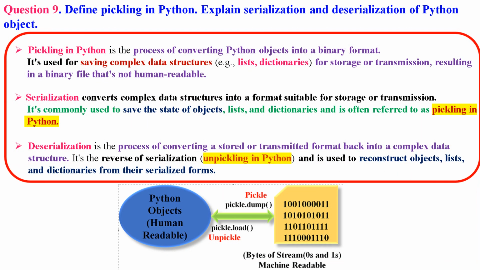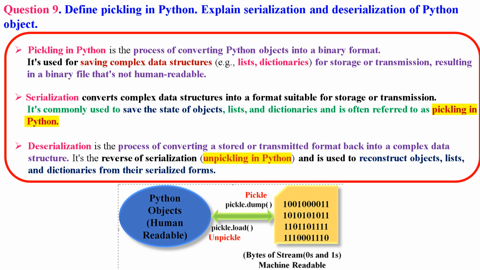Question 9. Define pickling in Python. Explain serialization and deserialization of Python objects. Pickling in Python is the process of converting Python objects into a binary format. It's used for saving complex data structures, for example lists and dictionaries, for storage or transmission, resulting in a binary file that's not human-readable.